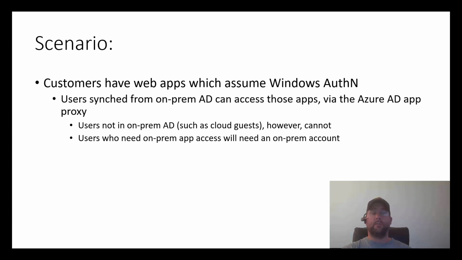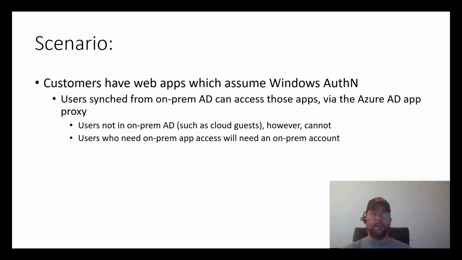So what is the scenario we want to cover around B2B and Azure? The main scenario is customers have web apps which assume AD integrated authentication. Users sync from on-prem AD can access those apps. So users that are on-prem, that are synced up to AAD, they can access those apps today using Azure AD App Proxy.